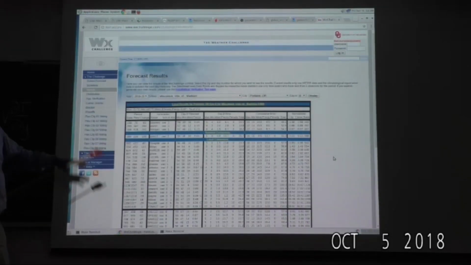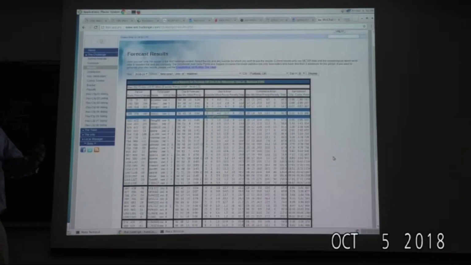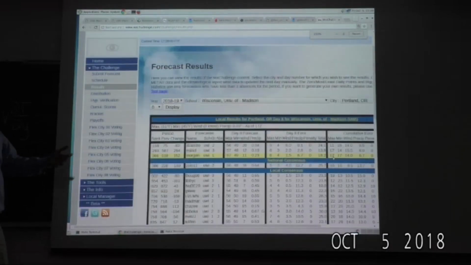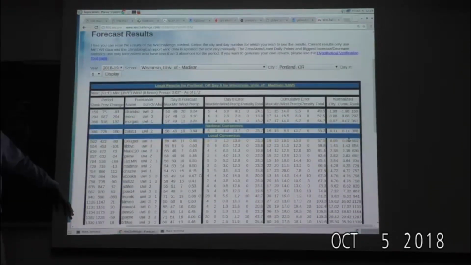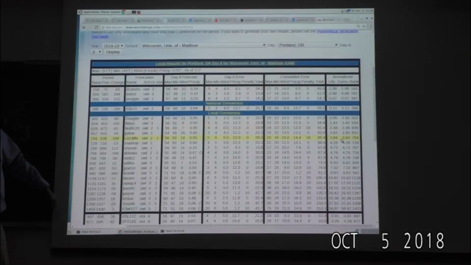So those of you interested in the forecasting contest, we're forecasting for Portland, Oregon. We're just near the end of our forecast period after 8 days. These are standings, over 1,000 people forecasting, and you can get a sense of how our team is doing. You can also go to the team page. But that's the third guy right there.